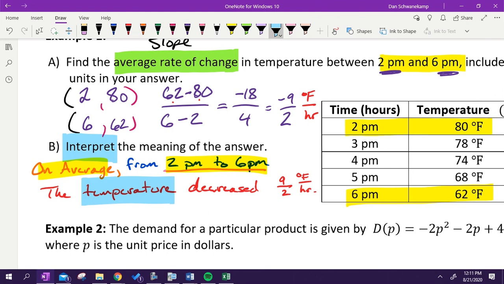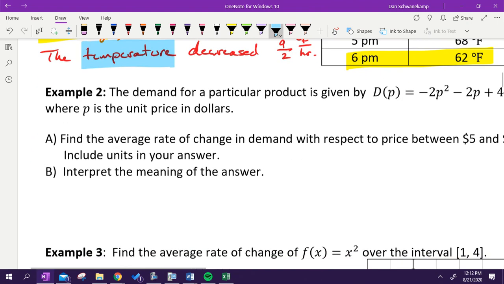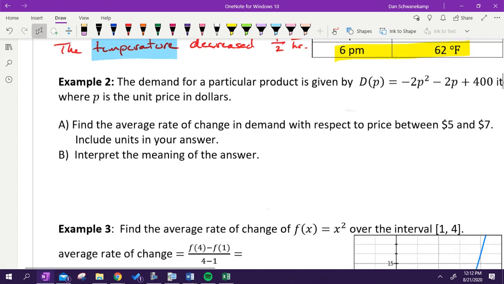Questions on how we interpret that? It's not bad. It's what you would think you would need. The only thing you will forget is the time interval. Let's do one more together here and we'll be done for the day.